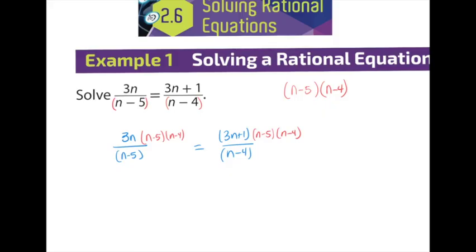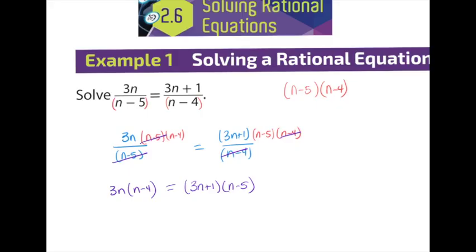Now that I've done that, I can reduce. Well, what cancels over on this side? Well, the n minus 5 does, which is my goal. The n minus 5 cancels, and I'm left with 3n times n minus 4. What cancels on the other side? Well, the n minus 4 cancels, and I'm left with 3n plus 1 times n minus 5. Simple enough. I actually have something I can solve now.